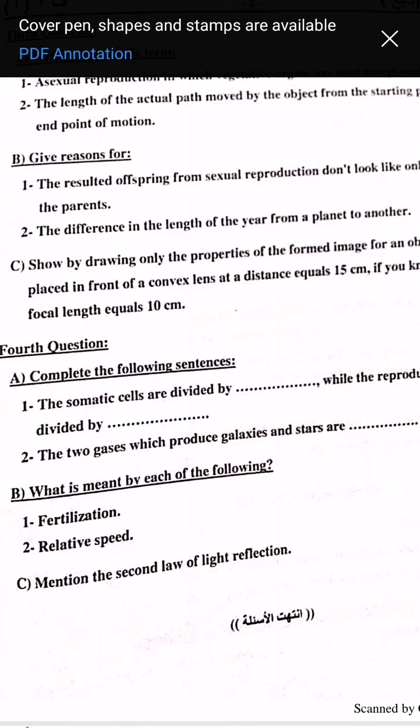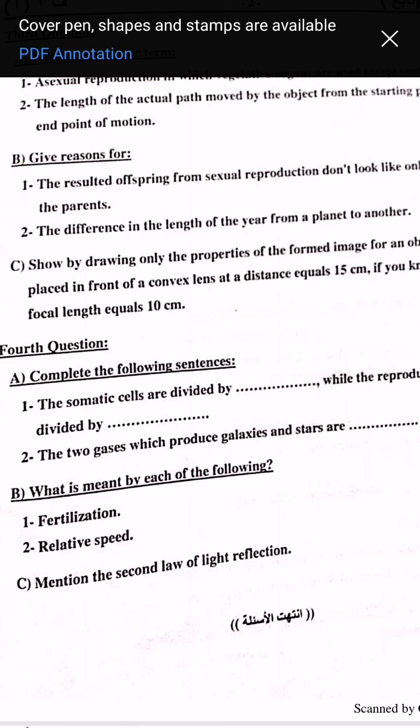So to summarize the answer, sexual reproduction depends on meiosis, which has a process called crossing over phenomenon, which helps in making new genetic arrangement. And also the new individual from sexual reproduction comes from two sources, male gamete and female gamete.